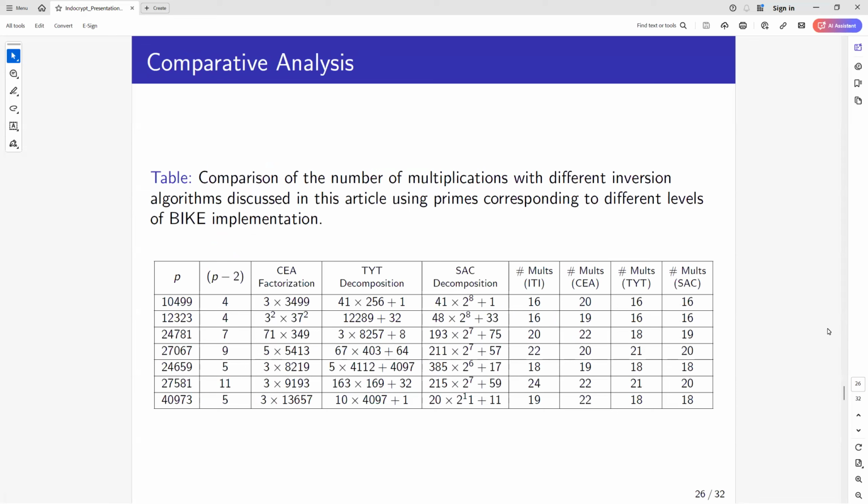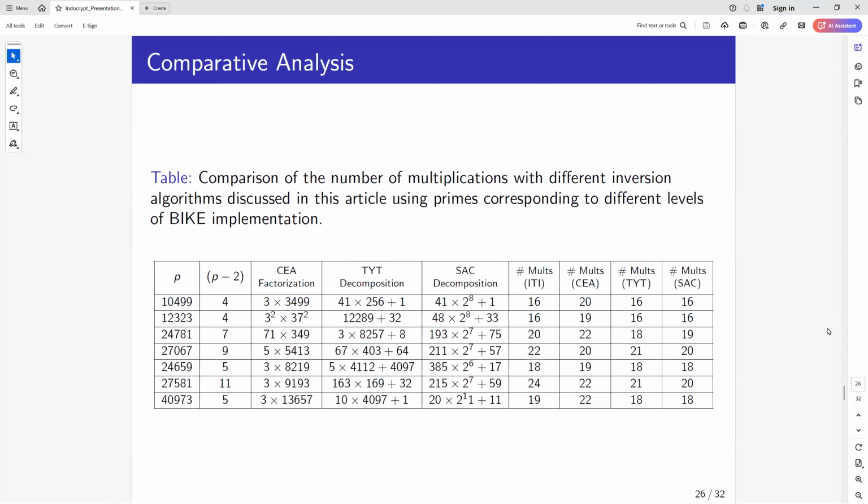So what we have observed here, for different primes P from 10K to 40K with different weights for P minus 2, we applied the optimal decomposition method. For example, for 10499, the number of polynomial multiplications we are comparing is 16. For CEA, it is higher, 20, but if we consider the other two, it's 16.